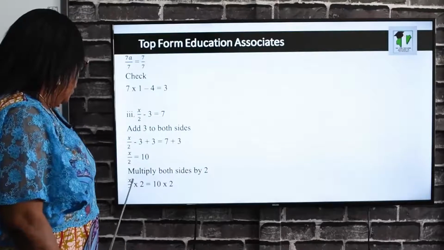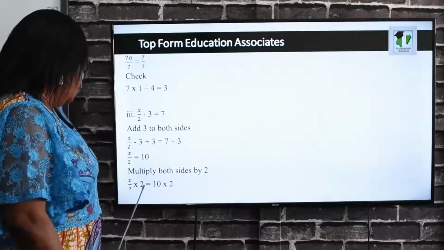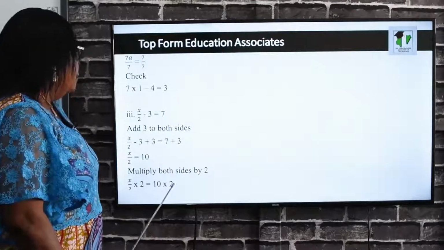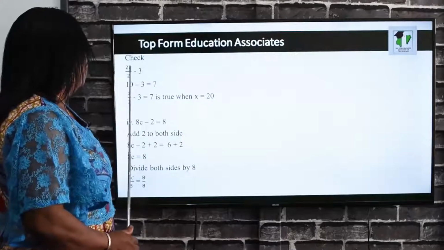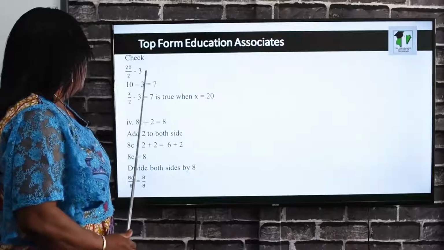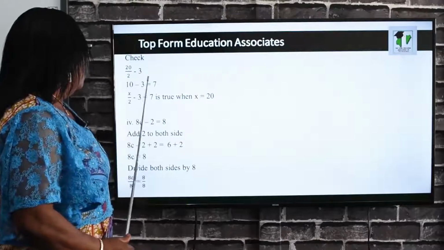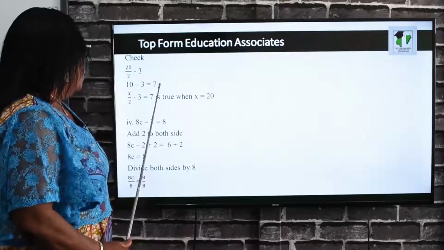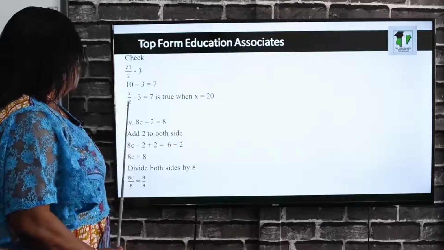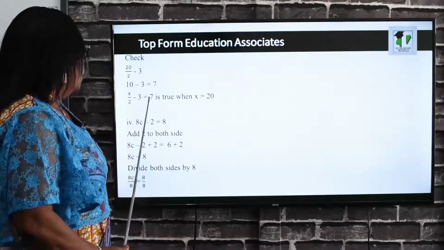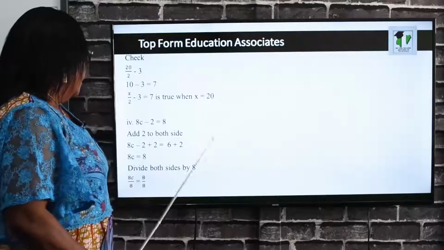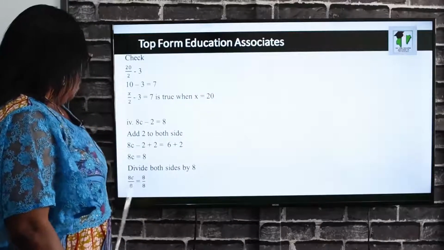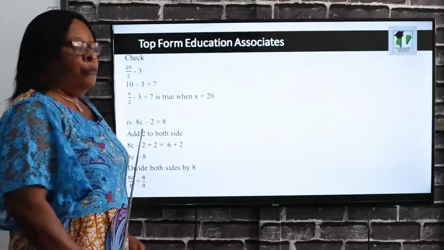That will give us x over 2 times 2 equals to 10 times 2. Where we have x, we put 20. So 20 over 2 minus 3, giving us 10 minus 3, which is equal to 7. Therefore, x over 2 minus 3 equals to 7 is true when x equals to 20. Example 4.